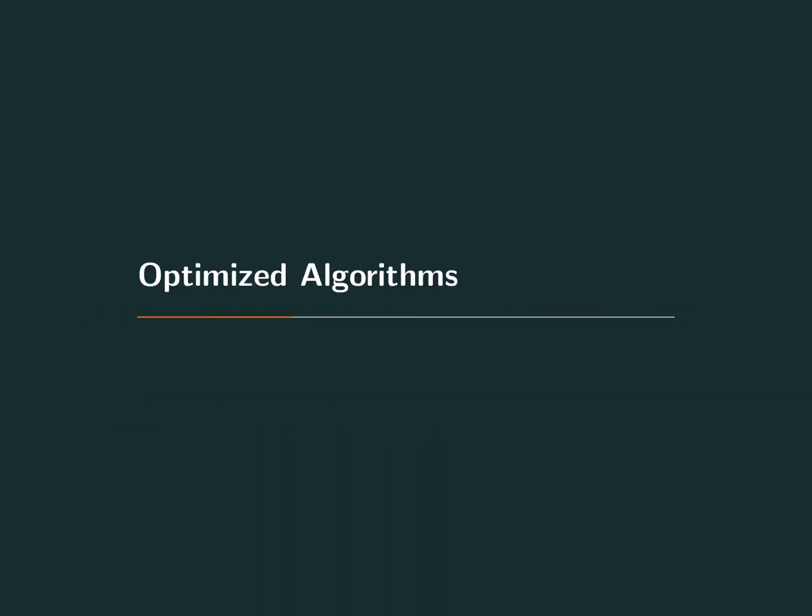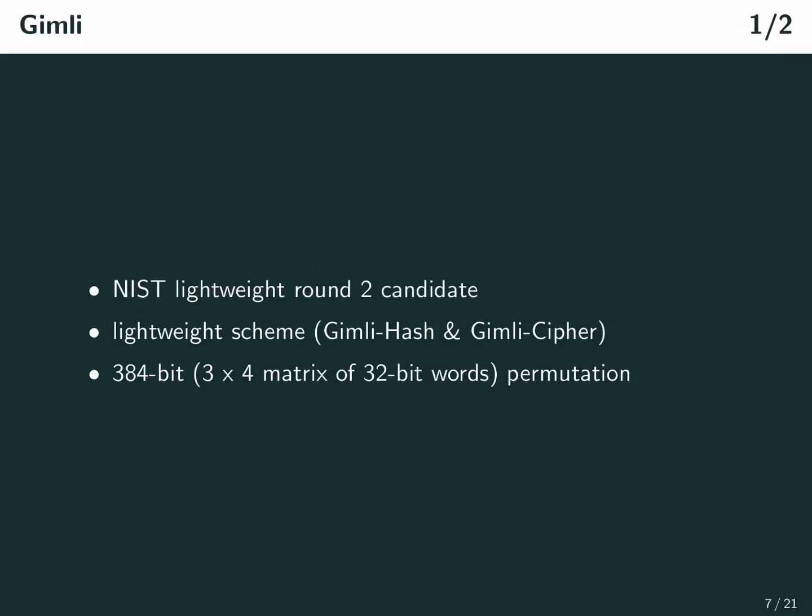Now, let's jump to the optimized algorithms, strategies, and the achieved results. Gimli is a NIST lightweight round 2 candidate which makes use of a sponge construction and is based on a 384-bit permutation. Its design puts emphasis on cross-platform performance and simplicity. The code is compact and uses only logical operations and shifts. The NIST submission includes a family Gimli cipher of authenticated ciphers and also includes a family Gimli hash of hash functions.